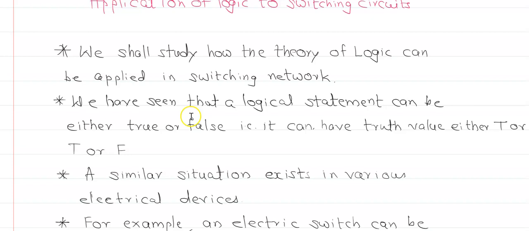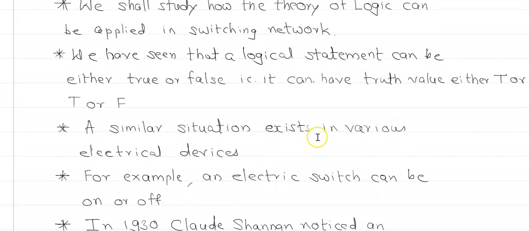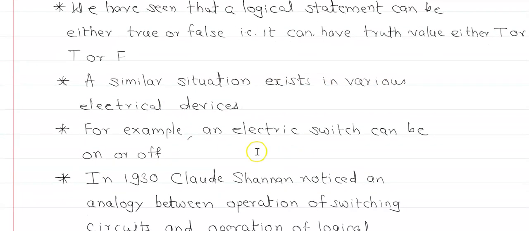We have seen that a logical statement can be either true or false. That is, its truth values are either T or F. A similar situation exists in various electrical devices also. For example, an electric switch can be on or off.